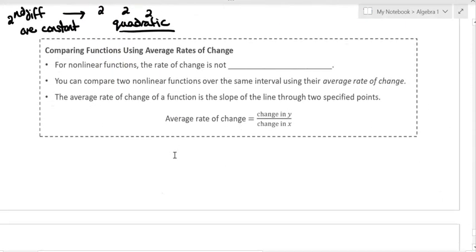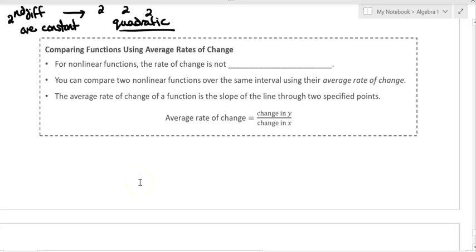The other thing we're going to learn about in this chapter is how to compare functions using the average rate of change. Now, in a nonlinear function like a quadratic or an exponential, the rate of change is not constant. That's how it occurs, because the rate of change varies. Constant rate of change means it's a line. So you can compare two nonlinear functions over the same interval using their average rate of change. An average rate of change is just the slope. So we can compare using their slope.